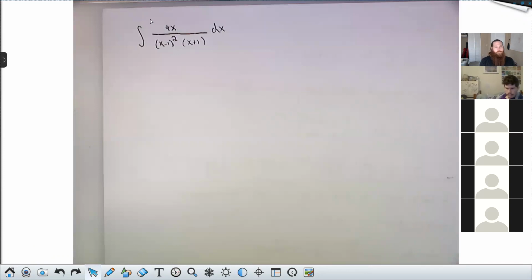Again, we have a proper rational function. The degree of the top is 1. The degree of the bottom is 3. Because if you multiplied all this out, this would be a quadratic. When you multiply that quadratic by this linear term here, you would get a degree 3 polynomial. So degree of top is 1, degree of bottom is 3. We're good to get started.